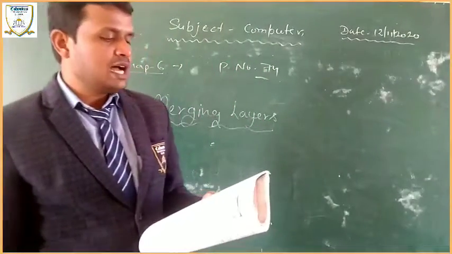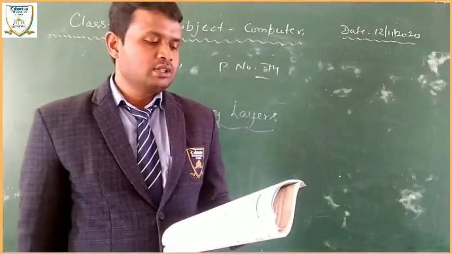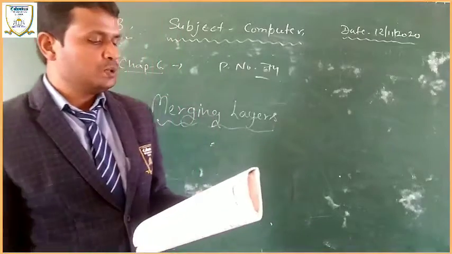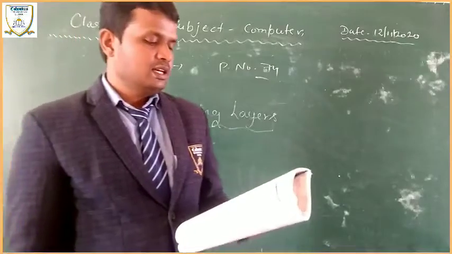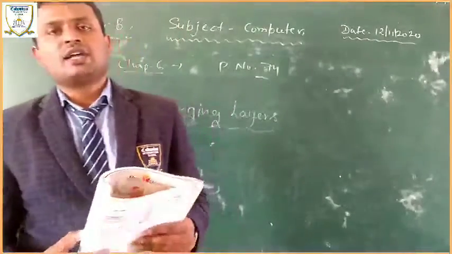To merge all the visible layers, click on the merge visible option in the layer tab. It means by that you merge all the layers.